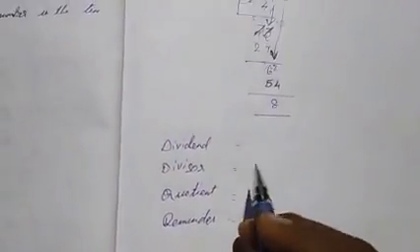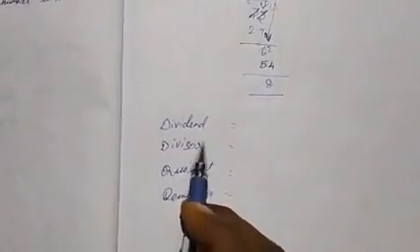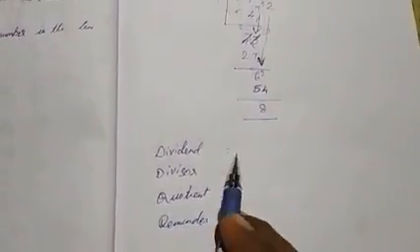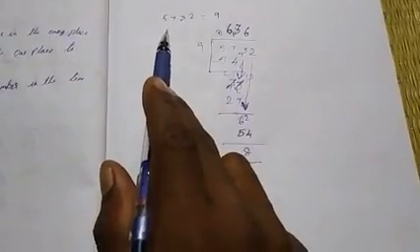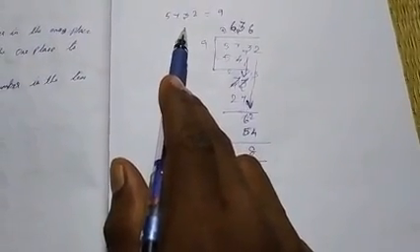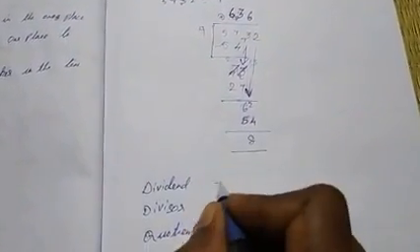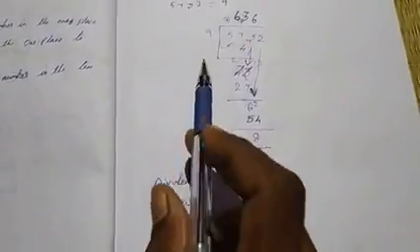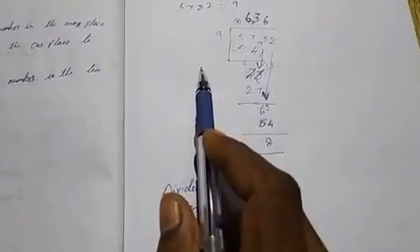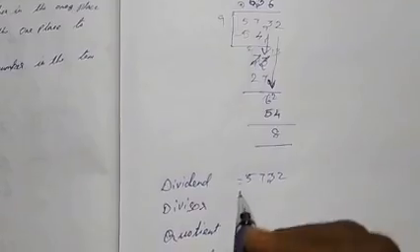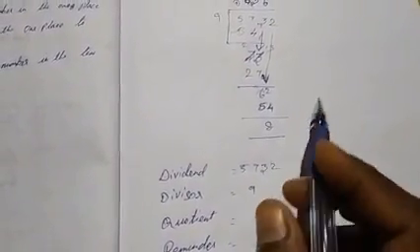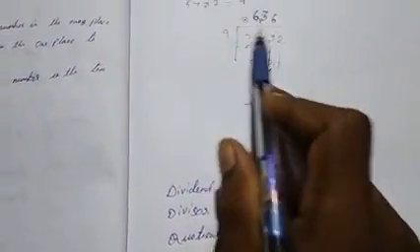Just listen what they are saying given. Dividend, divisor, quotient and remainder. What is the dividend here? 5732. We need to place here. What is the divisor? 9 is the divisor. What is the quotient? Quotient means above value. This is the quotient.